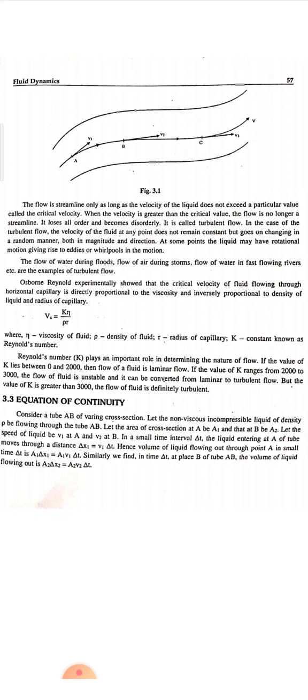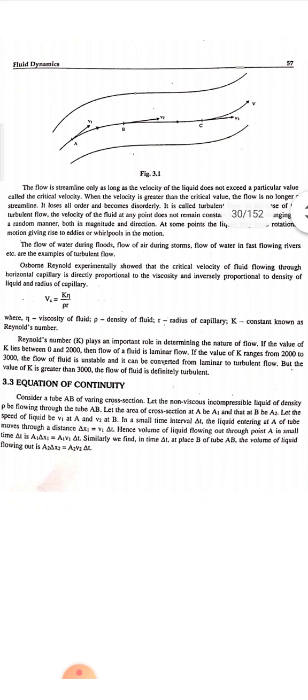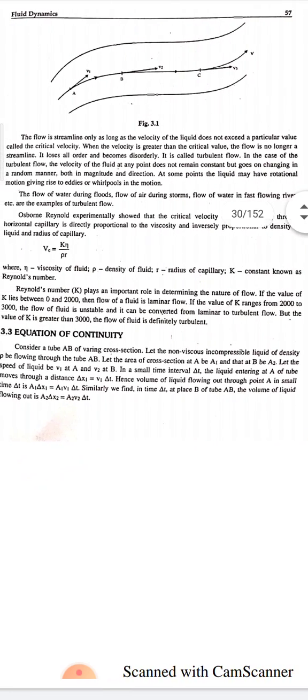The Reynolds number K plays an important role in determining the nature of the flow. The nature of the flow is determined by this, which may come for the MCQs. If the value of K lies between 0 and 2000, the flow of the fluid is laminar. If the value is between 2000 and 3000, the flow is unstable and can change from laminar to turbulent. If K is greater than 3000, the flow of the fluid is definitely turbulent.